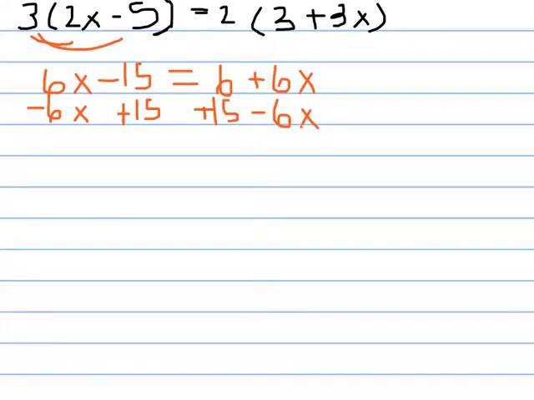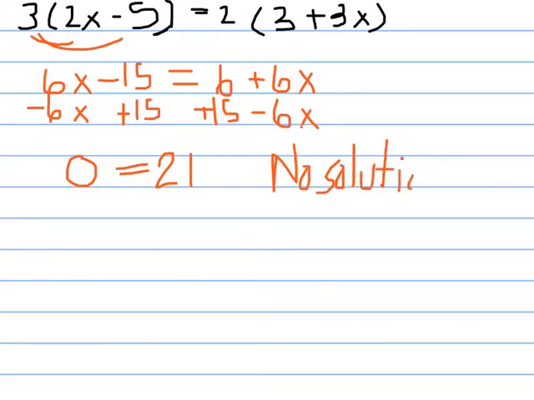So we end up with 6x minus 6x is 0. And 6 plus 15 is 21. Since 0 cannot equal 21, we will say there is no solution. So when you have a solution that ends up like that, that's what we get.